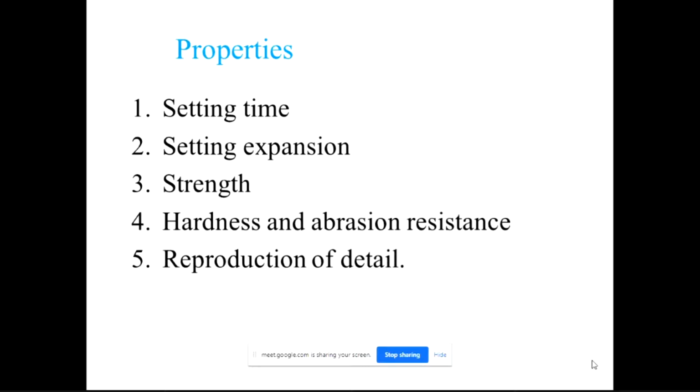Dental plaster has some properties. You must know why, in order to know how to handle it. The first one is setting time. The second is setting expansion. The third is strength. Number four, hardness and abrasion resistance. And the last one, detail reproduction.